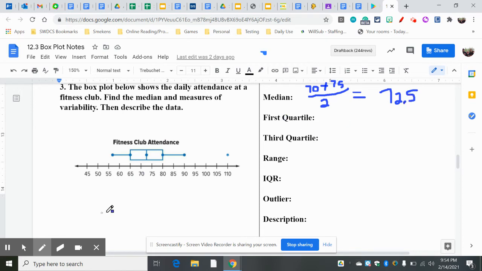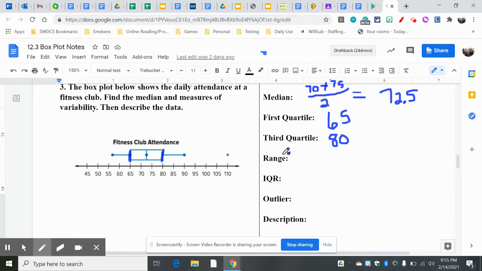Okay, first quartile. You should know that it's the bottom part of the box. So what is my first quartile for this graph? You should have got an answer of 65 because 65 is below that first quartile. Third quartile. What is the value for my third quartile, the top of my box here? You should have gotten an answer of 80 for your third quartile.